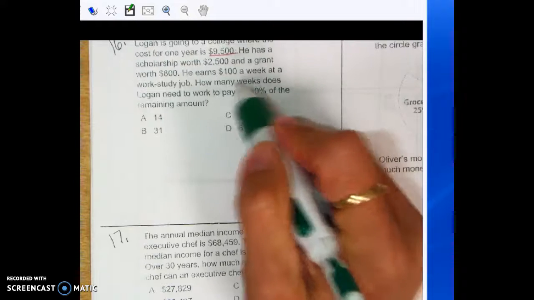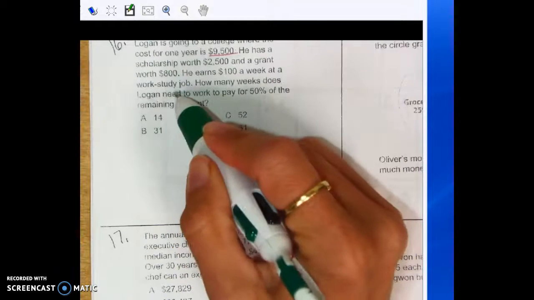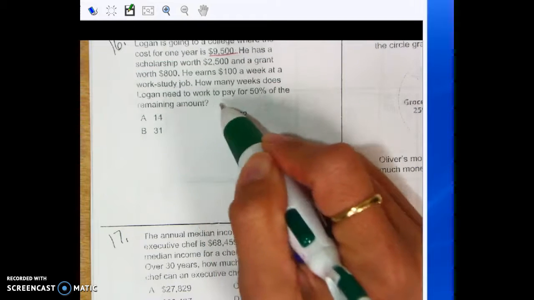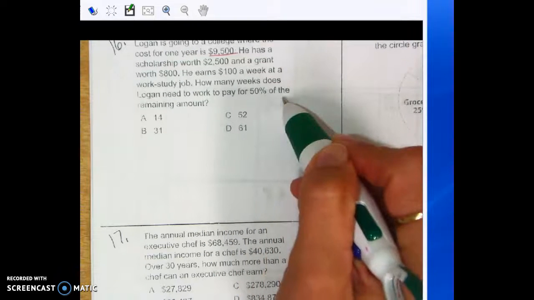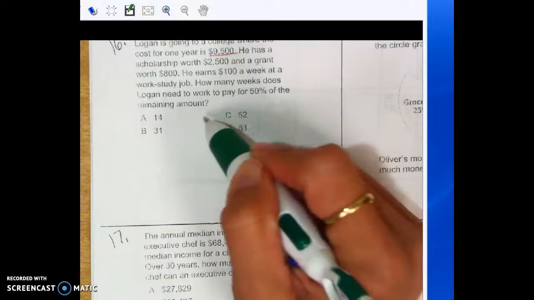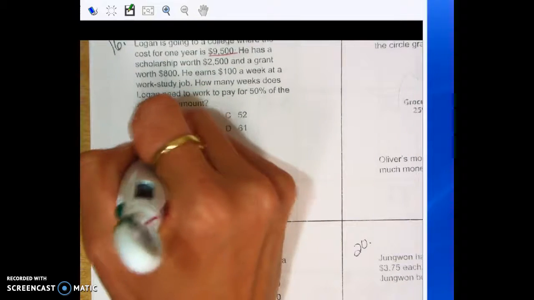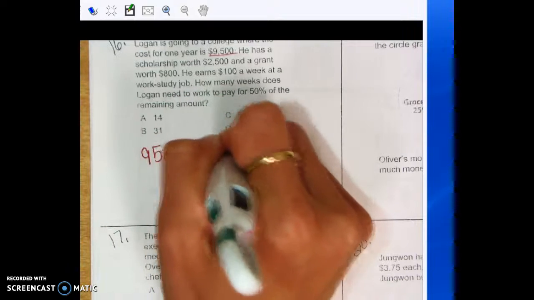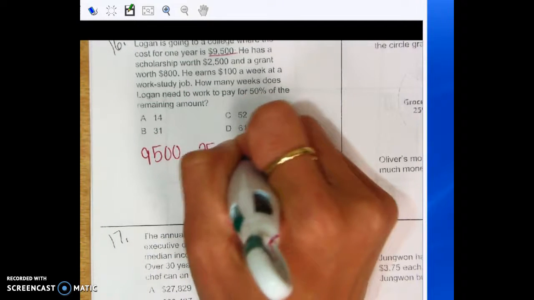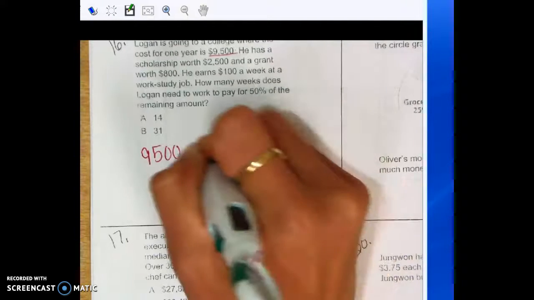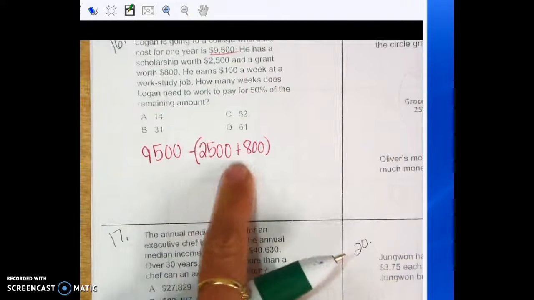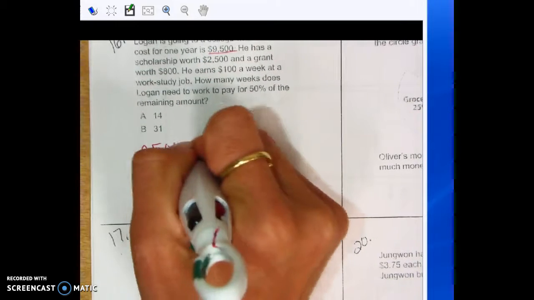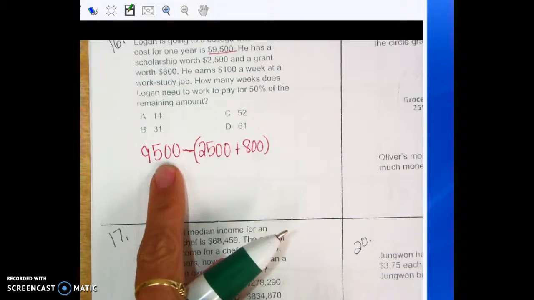Okay, he earns $100 a week at a work-study job. How many weeks does he need to work to pay for 50% of the remaining amount? Okay, by remaining amount, they mean after you take away the scholarship and the grant. Okay, I'm going to add these together, but I'm going to do that first. That's why I put it in parentheses. So both of these together are subtracted from what he owes.